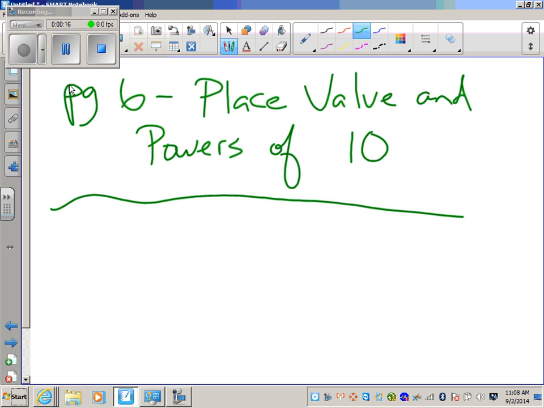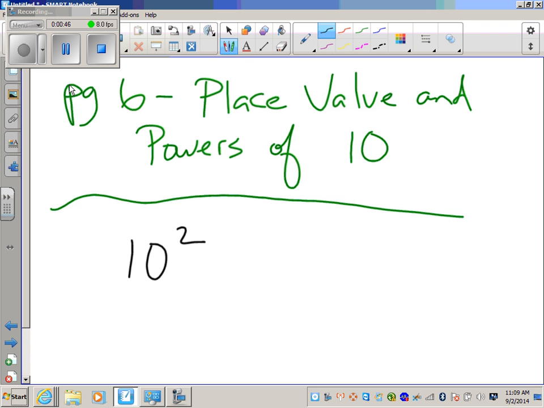Place values and powers of 10. How could you easily identify a power of 10? Well, there's different ways in which we can identify them. They look different.